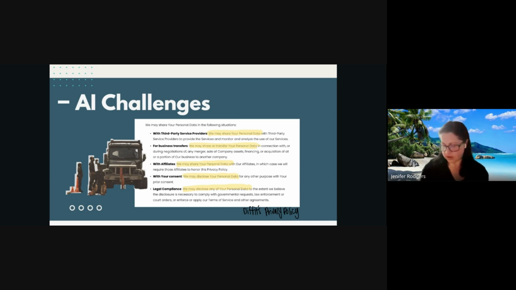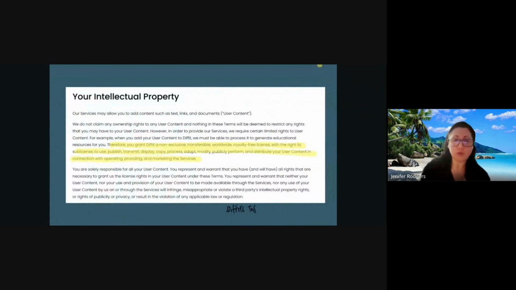So another thing to consider is intellectual property. This is again from DFIT's Terms of Service, where it's basically saying that anything that you create with DFIT belongs to DFIT and can be used by DFIT for free, or they can actually earn money from it, which most of what oh, sorry, my dog again.